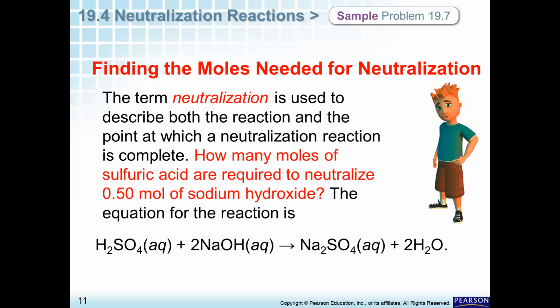The question is providing you with 0.5 moles of sodium hydroxide. So this means that the conversion factor you're going to use should have the sodium hydroxide moles in the denominator. To answer the question of how many moles of sulfuric acid are needed, you multiply the 0.5 moles of sodium hydroxide times 1 mole of sulfuric acid divided by 2 moles of sodium hydroxide.